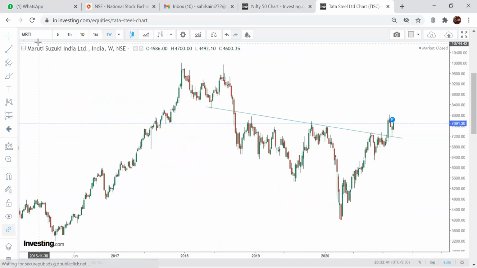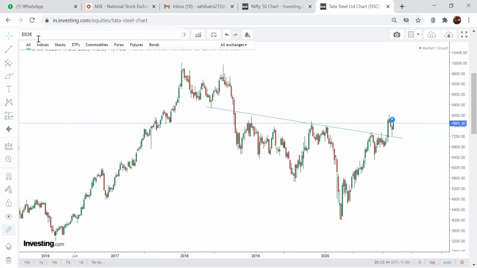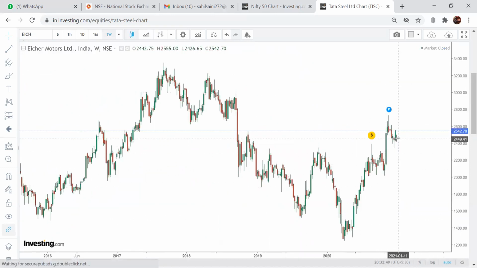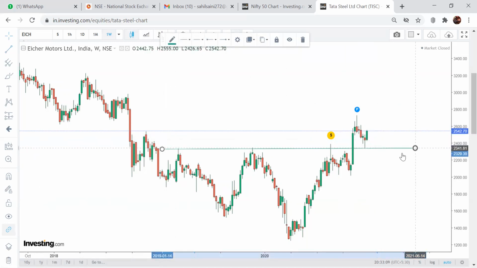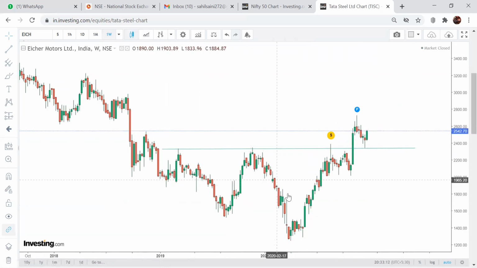That's it. I should show you Eicher Motors also. This is Eicher Motors. Just see this. This is huge. Way huge. Rejection, and then continuation of the move. Amazing. Even in the simplest chart you can see this, it is visible that bears cannot crack it, and bulls are just dominating this sector.